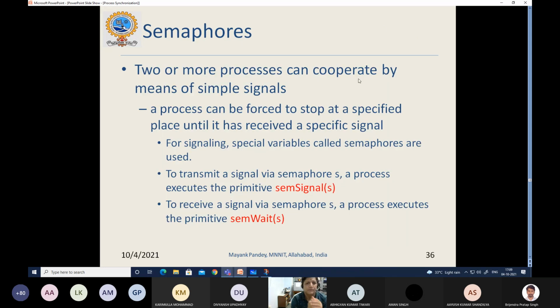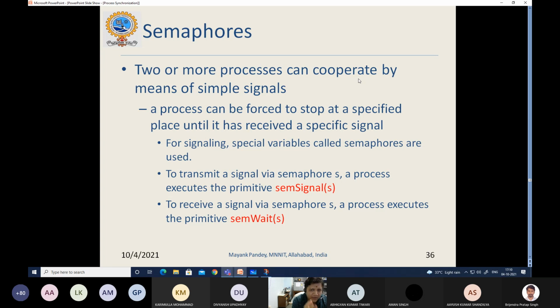Semaphores. It is not a locking mechanism, it is rather a signaling mechanism, which can be helpful in locking also. Two or more processes can cooperate by means of simple signals. A process can be forced to stop at a specified place until it has received a specific signal. For this type of signaling, special variables called semaphores are used, and the support is provided by either the operating system or the programming language. Fine.